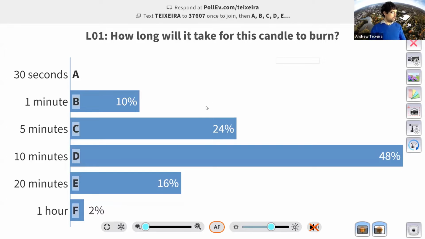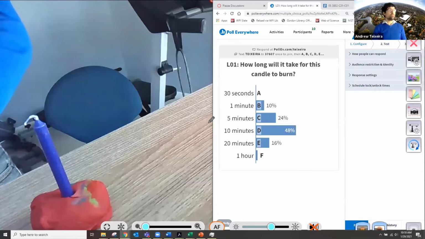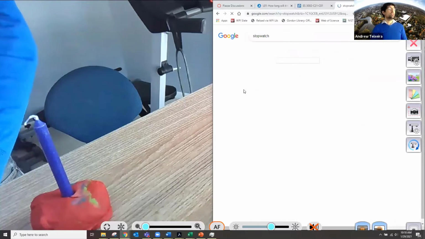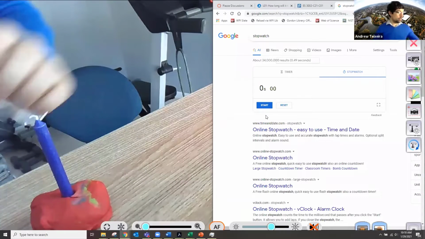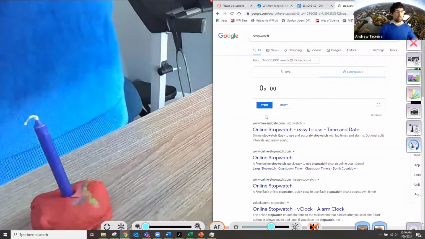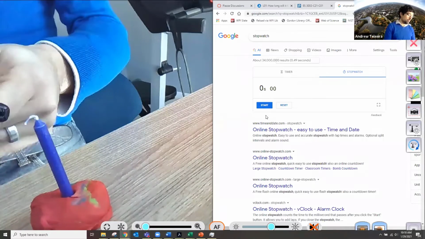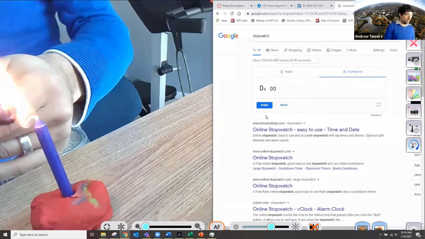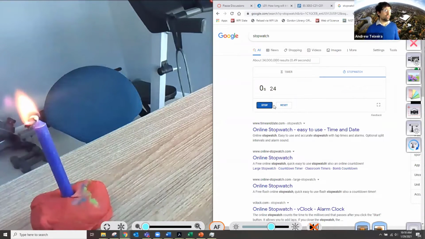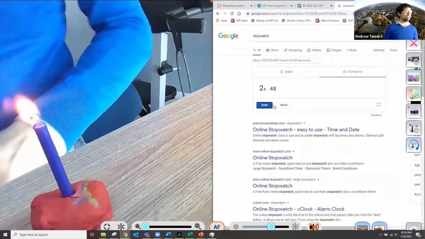but that's okay. So let me actually start a timer. Online stopwatch, and let me get this thing lit. We're going to do a little experiment here. I honestly have no idea what the answer is, so I'm very curious to see this as well.